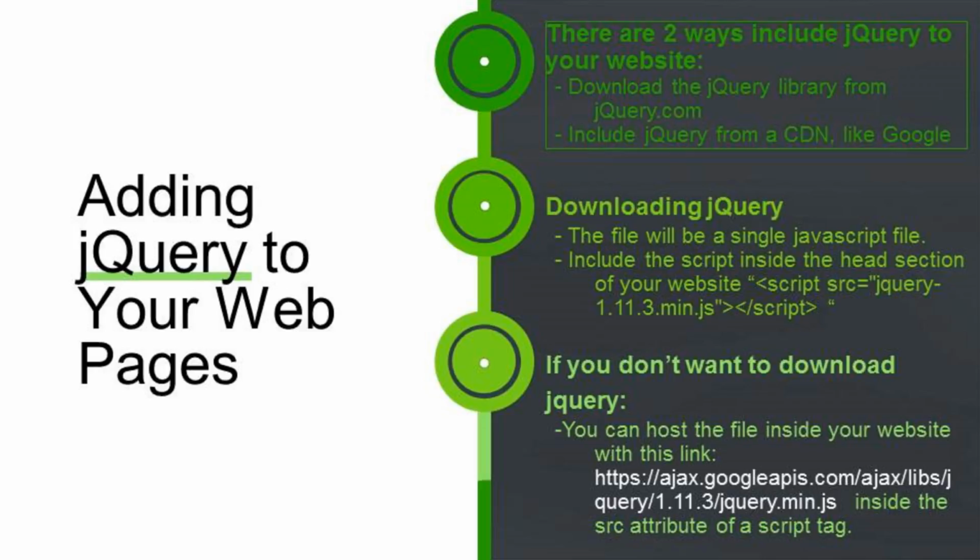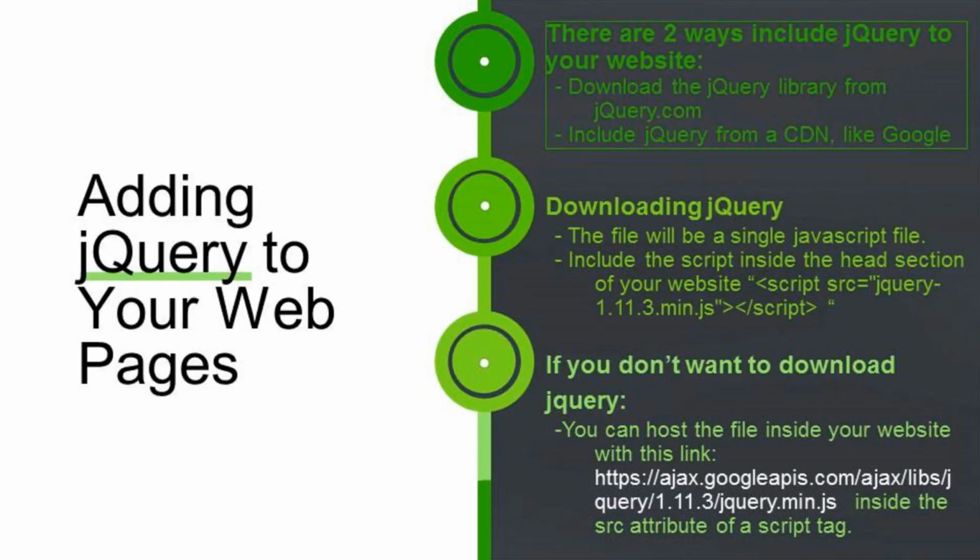Of course, what the jQuery library is, it's just a JavaScript file. That's all it is, just a single file. And to include it, you just include it inside a script tag. You can declare it inside the head section in your website, and it will have the src. And again, it will have the file path, which is considered a relative path.